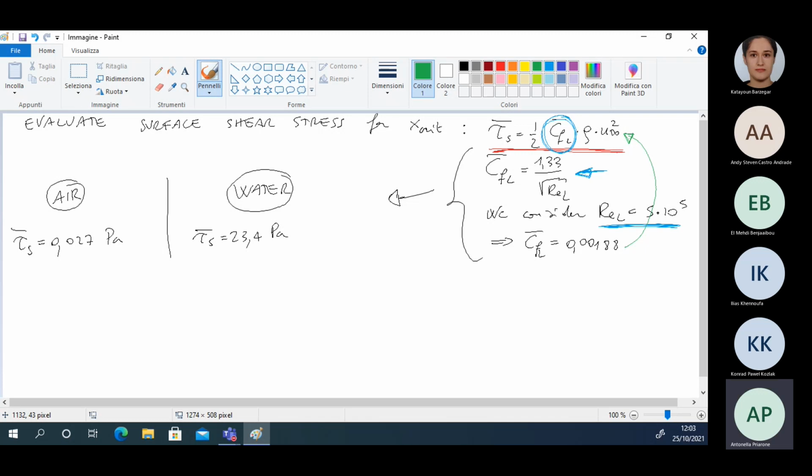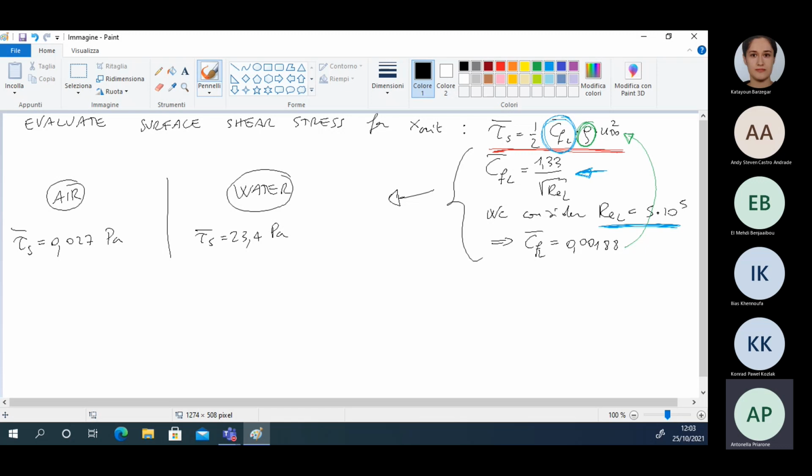I substitute this number in the tau expression, and I have calculated, obviously, with the corresponding rho value for air and rho value for water, the surface shear stress for air and for water. If you compare the two values, you immediately notice that for water, the surface shear stress is much bigger than for air. As a consequence, also the pressure drop will be bigger for water than for air.